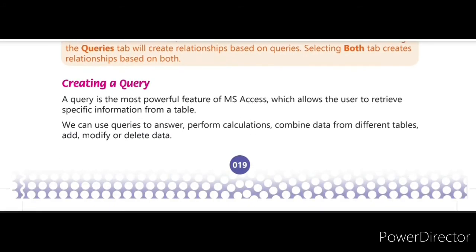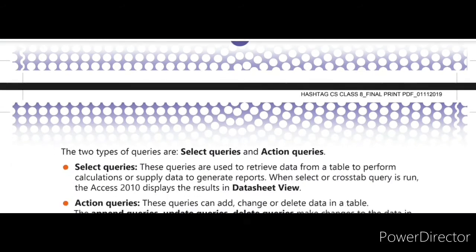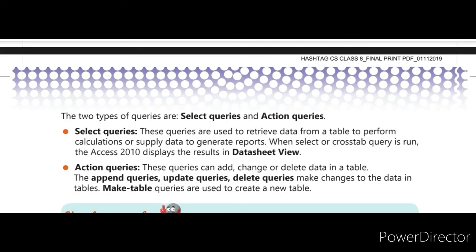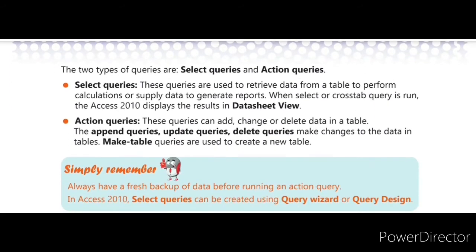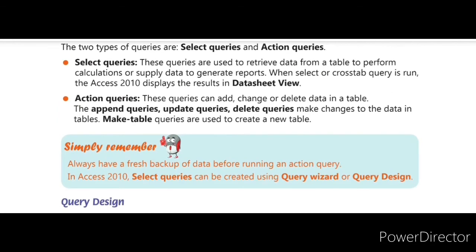Next we have seen how to create a query. What is a query? It is the most powerful feature of MS Access which allows the user to retrieve specific information from a table. We can use queries to answer questions, perform calculations, combine data from different tables, and add, modify or delete data. What are the two types of queries we have seen? Select queries and action queries. Always we should have a fresh backup of data before running an action query. So read this well: select queries and action queries.